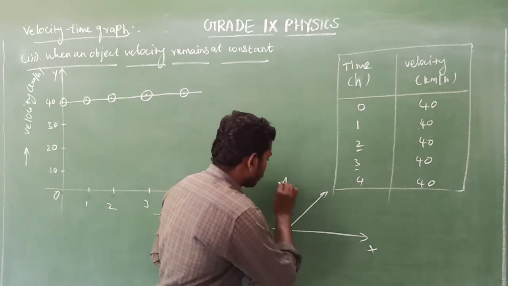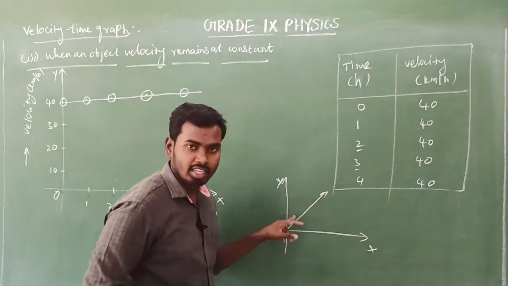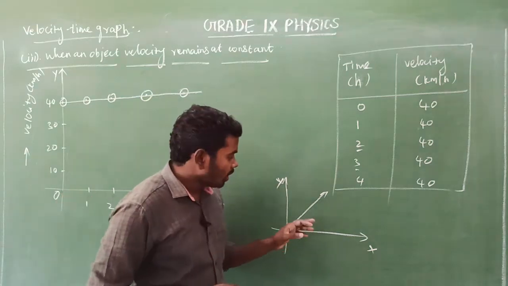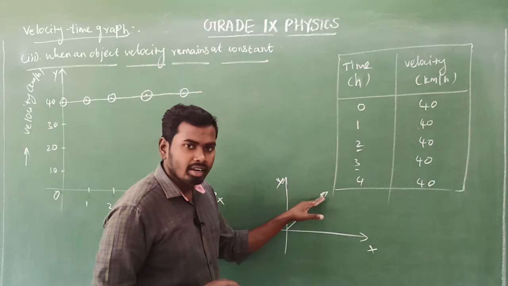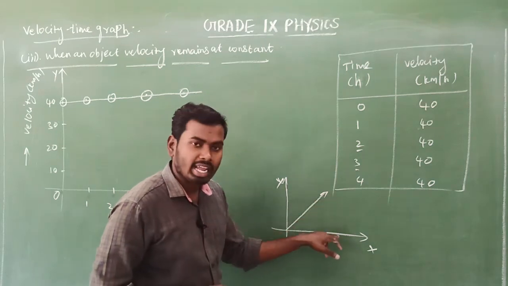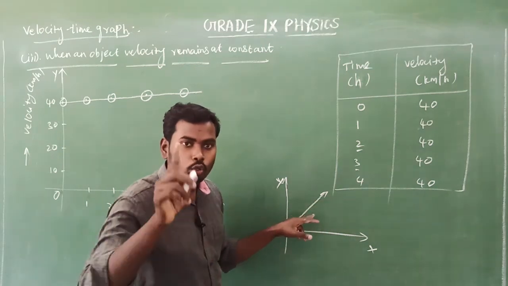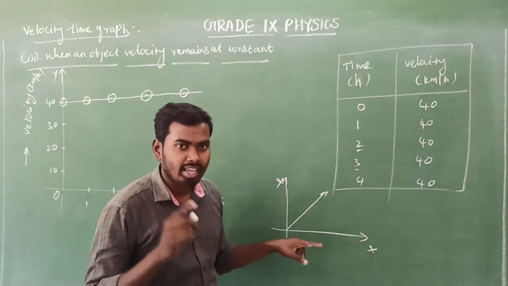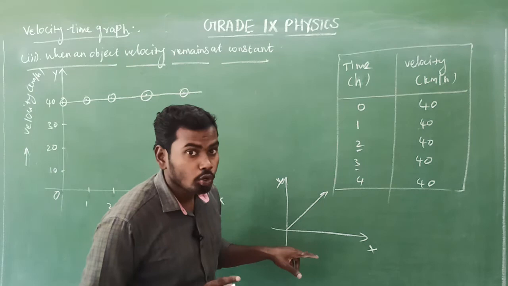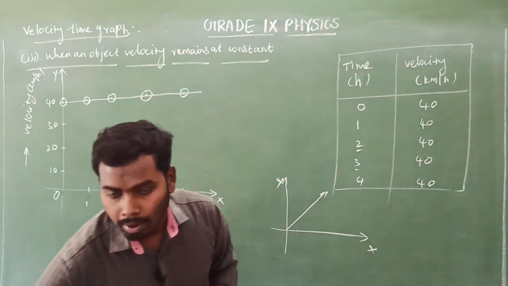This is the x-axis, this is the y-axis. This is for the first condition. Don't get confused, this is not for this one. In a velocity time graph, the straight line which is inclined to the time axis, we can say that is uniformly accelerated motion, or otherwise we can say the object is at uniform acceleration.